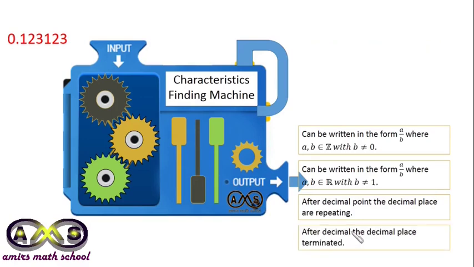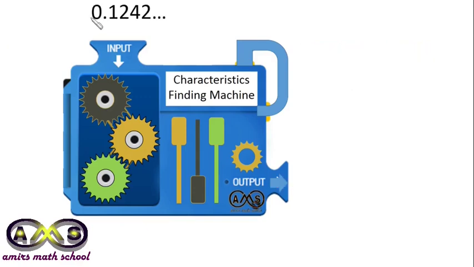After the decimal point, the decimal places are terminated. So the decimals are finished here. After 1, 2, 3, 1, 2, 3, there is no other decimal place. That's why this one is a terminating decimal. So the given number is a terminating decimal.